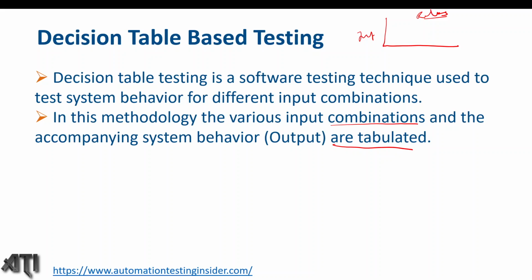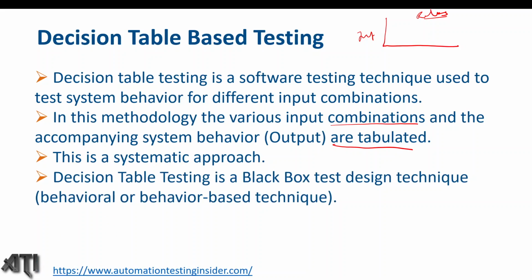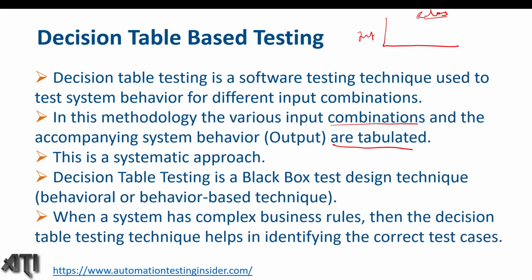We'll derive test cases from that tabular format, from that table, right? So this is a systematic approach. Decision table testing is a black box test design technique, guys, a behavior based testing technique. When a system has complex business rules, the decision table testing technique helps in identifying the correct test cases. We have different input combinations, and based on that we have different rules. Then we derive different test cases from that tabular format, from that table.